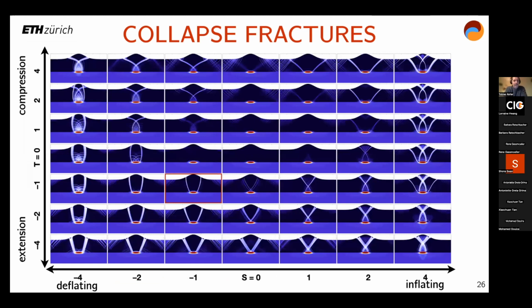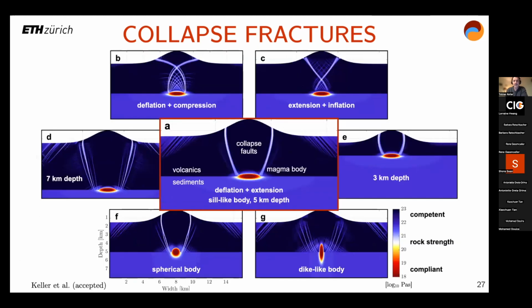We ran that model for a lot of parameter variations, and this is just an overview matrix where on the vertical axis, models shown towards the top are under moderately compressive tectonics, and towards the bottom is extensional tectonics. Towards the left is a deflating magma chamber, and towards the right is an inflating magma chamber. What you can see is a range of different geometries, and the one that best supports the hypothesis that we aim to test is in that red box here. So let me show you a little bit more detail on that.